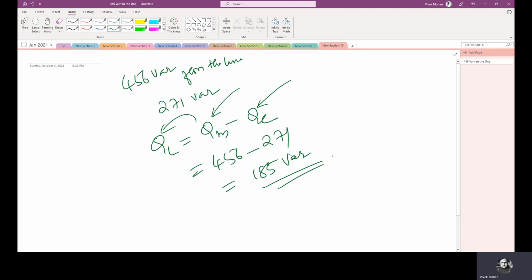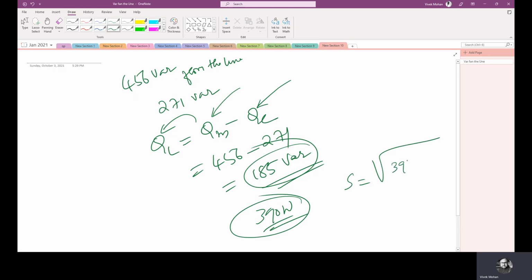Now the active power drawn from the line is the same, 390 watts, that we have already seen. What about the apparent power drawn from the line? You are asked to find the apparent power drawn from the line. The reactive power drawn from the line is 185, the active power drawn from the line is 390. So the apparent power S equals the square root of 390 squared plus 185 squared, which is equal to 432 volt amps.